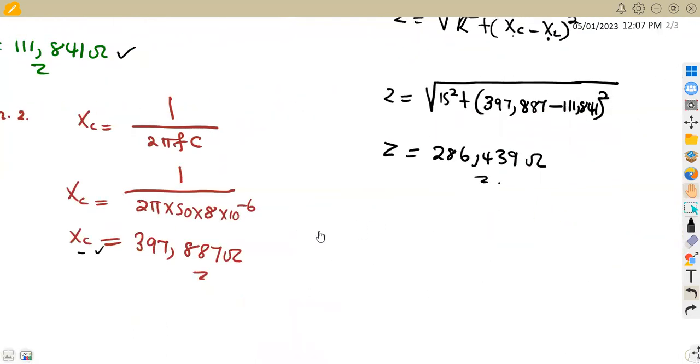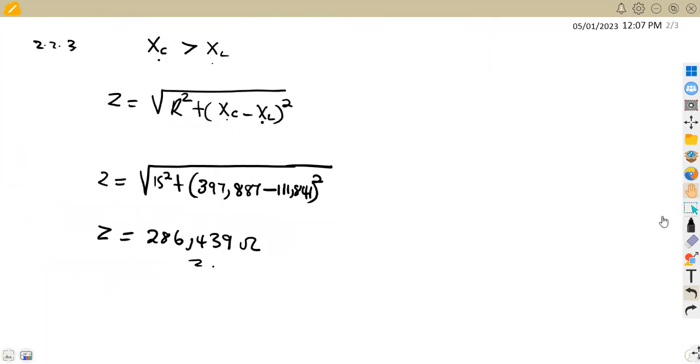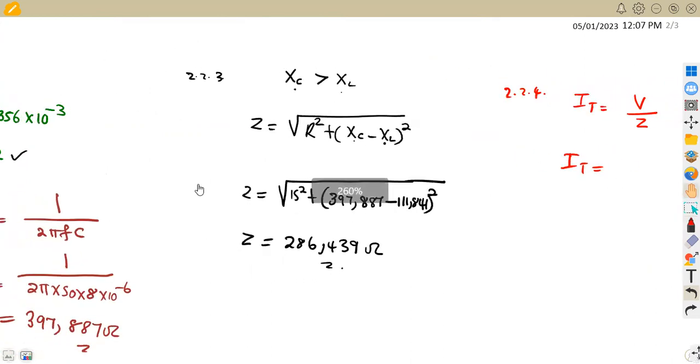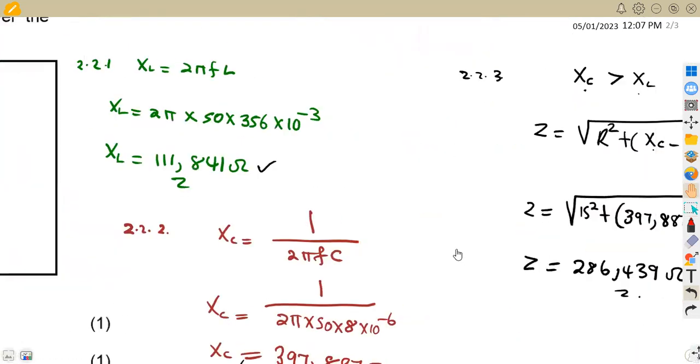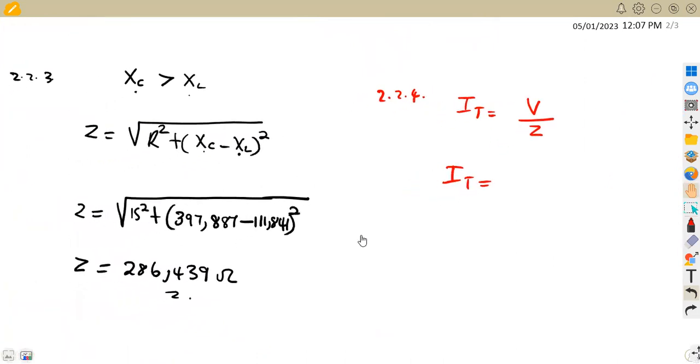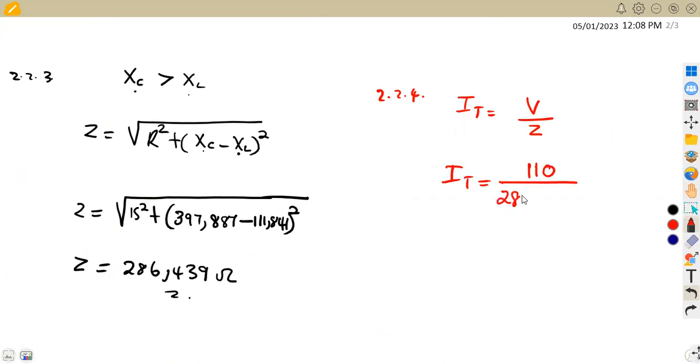So from the total impedance that we have of the circuit, we can calculate the total current. Remember so this is 2.24. Remember that the total current is equal to the voltage over the impedance. So that means our total current is going to be the voltage supply of the given circuit that we have. In this case, we've got a voltage supply of 110 volts. So we're going to use 110 volts. So we've got 110 over the total impedance, which is 286.439. So that is our total current of the circuit in this case.